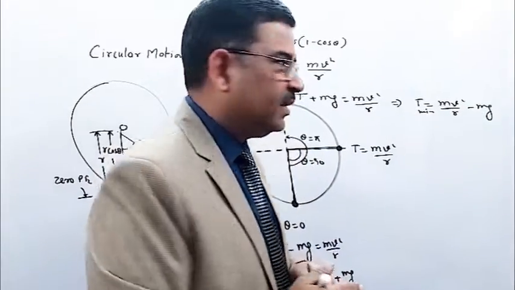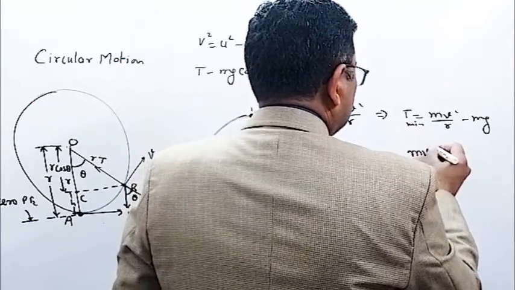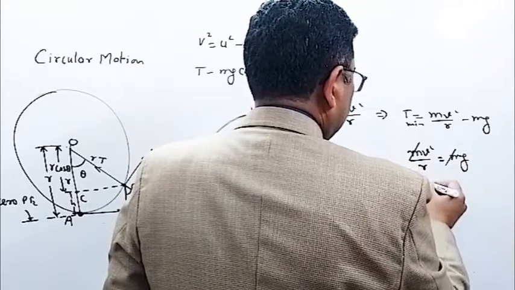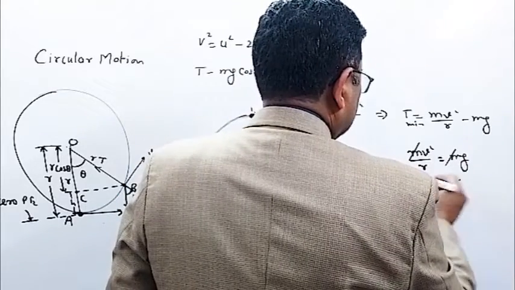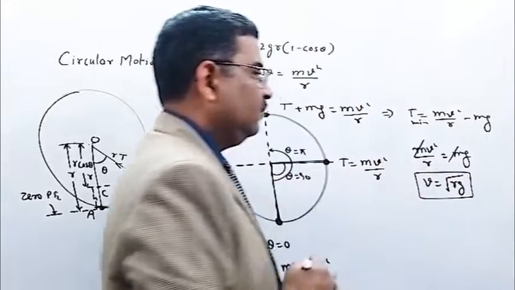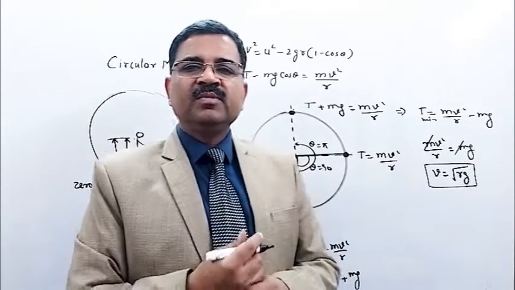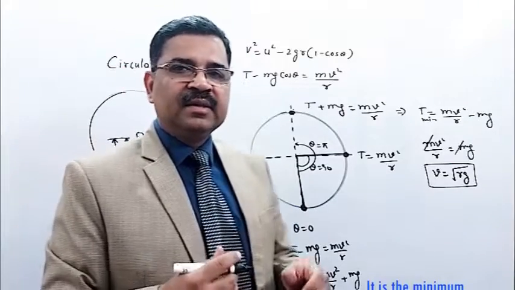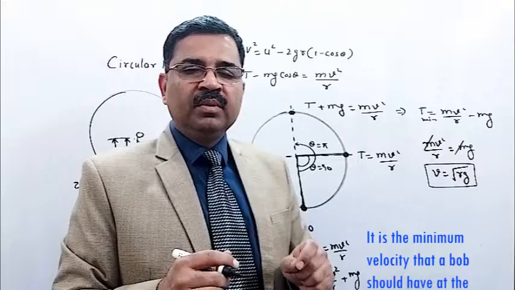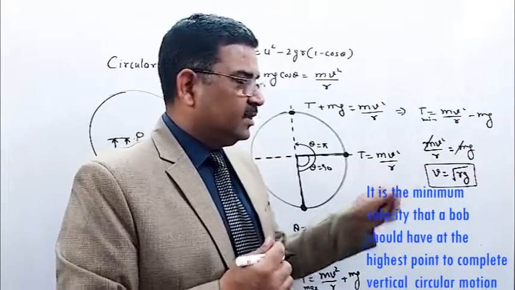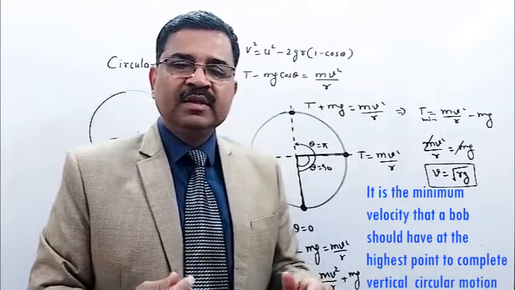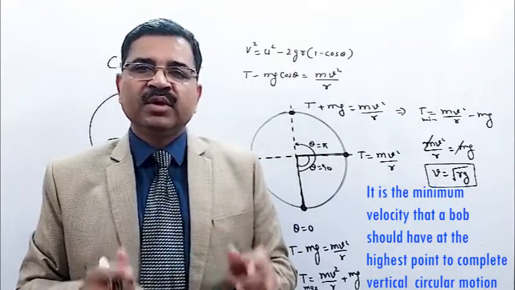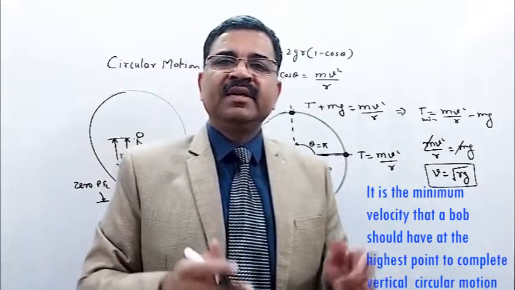So this velocity we can find out by equating mv square by r is equal to mg, and m is cancelled, so v is equal to under root of rg. Now this is that particular velocity at which the tension at the highest point becomes 0. Therefore to complete a vertical circular motion, I can say that the velocity of the bob at the highest point should be greater than under root rg, or in case of numericals we can take it as the minimum velocity that the bob should have at the highest point to complete a vertical circle.